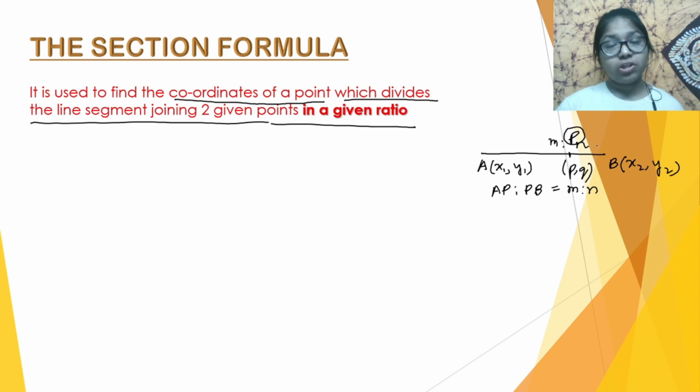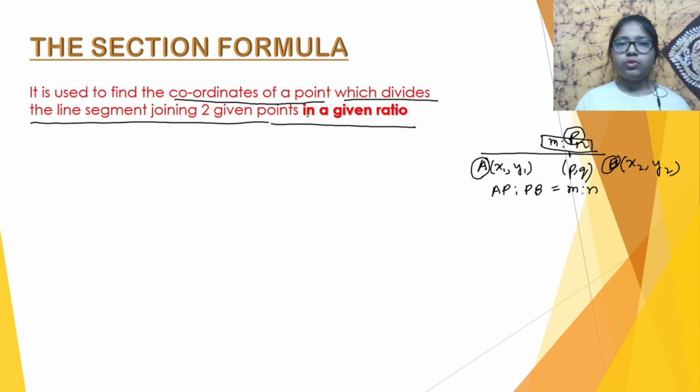In that case, the ratio may be given with the coordinates of A and B. It can also be used to find this ratio. In that case, the coordinates of point P have to be given with A and B. It can also be used to find either A or B. In that case, the ratio and the points should be given to you.